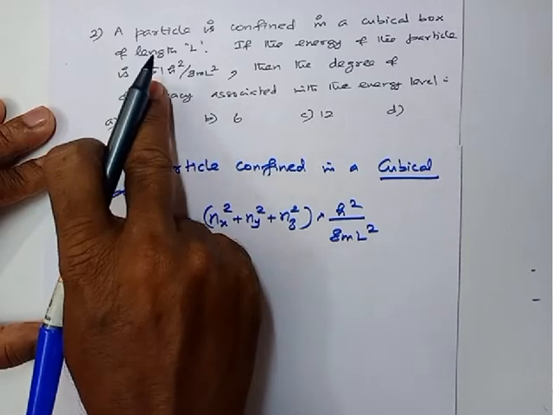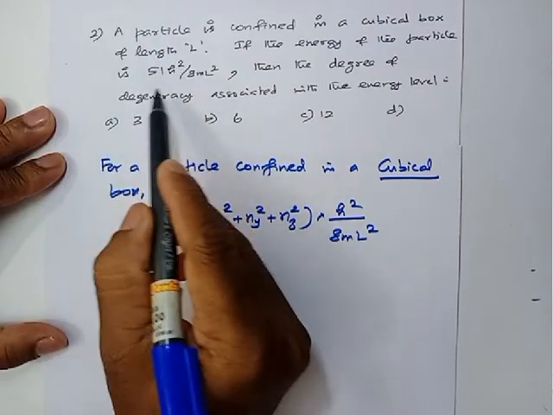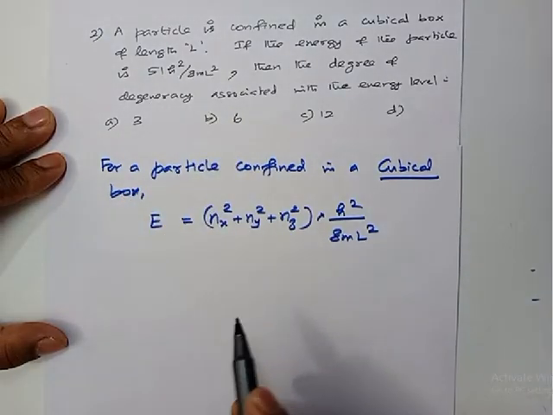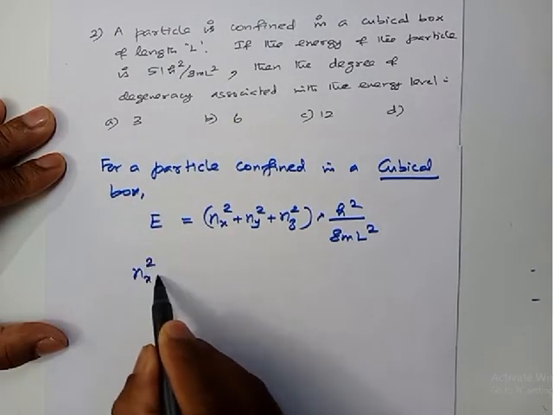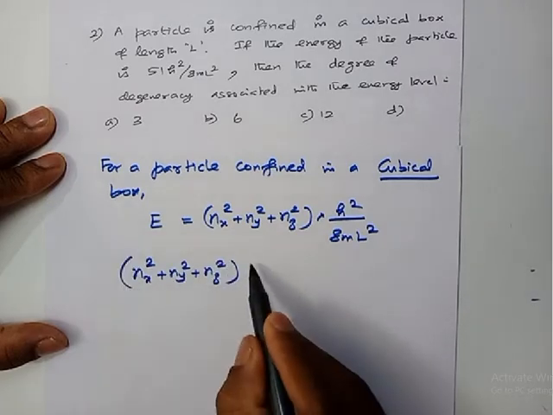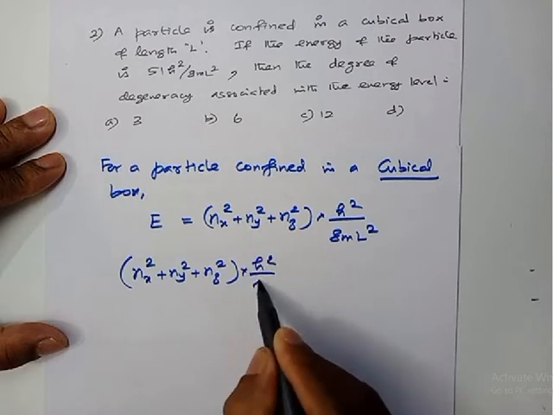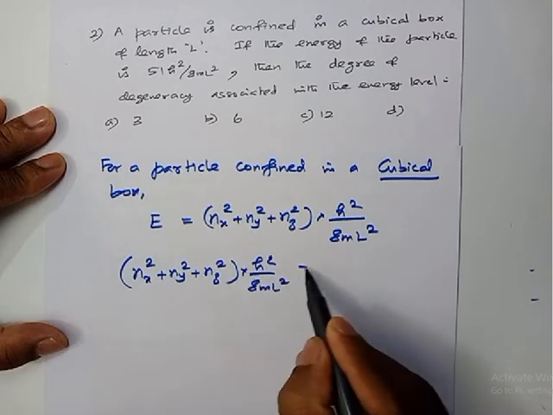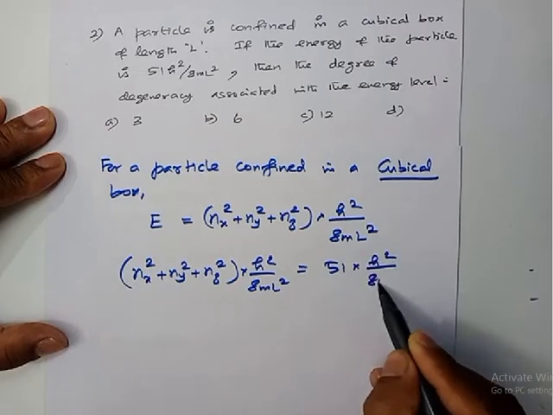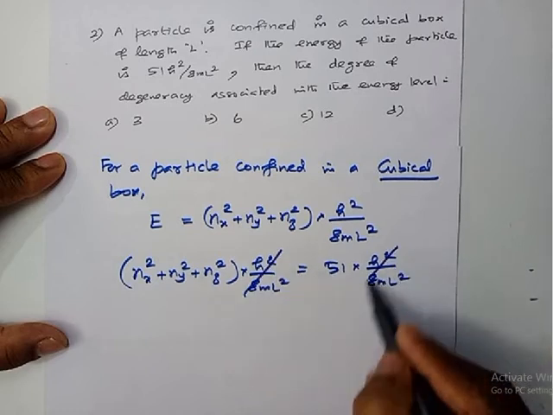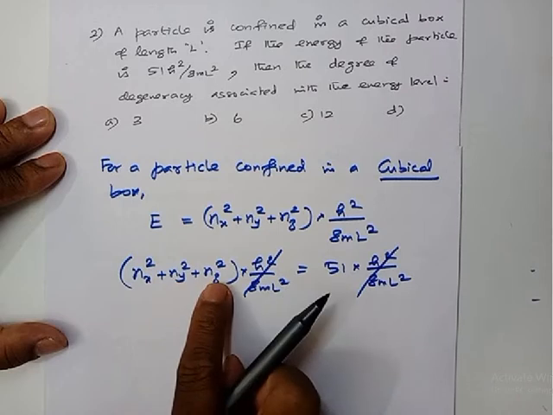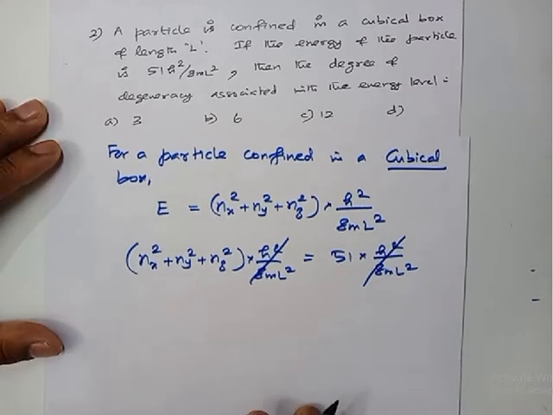Now the particle, at a particular state, has an energy 51 h square by 8 m L square. So let me equate that. nx square plus ny square plus nz square into h square by 8 m L square is equal to 51 times h square by 8 m L square. So we can cancel this and this. Therefore nx square plus ny square plus nz square should be equal to 51.